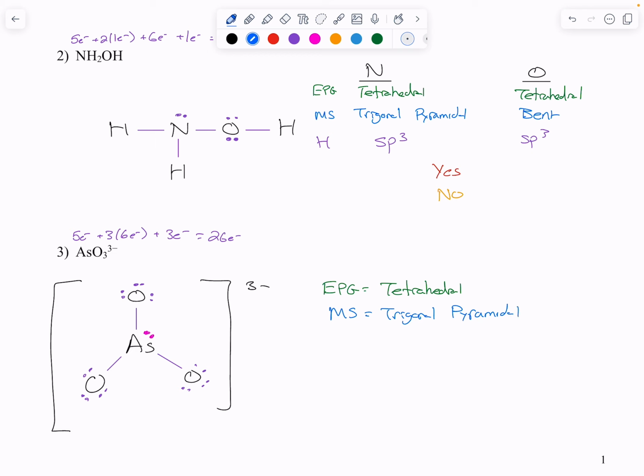Because arsenic is 2 underneath nitrogen, same group 15. That gives us a hybridization of sp3. Polar, yes, I would say it's polar. Resonance, especially in Chem 1, no resonance. There's no other way to move the electrons around.